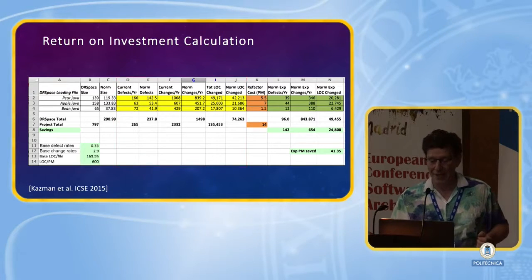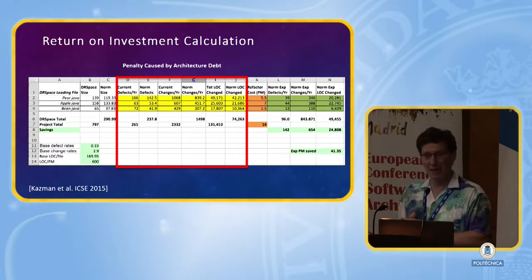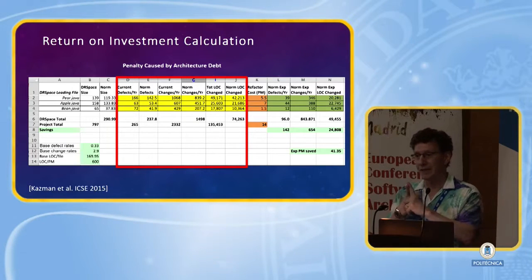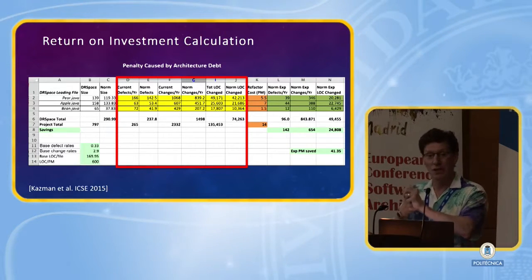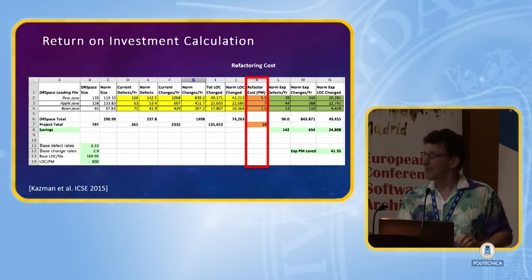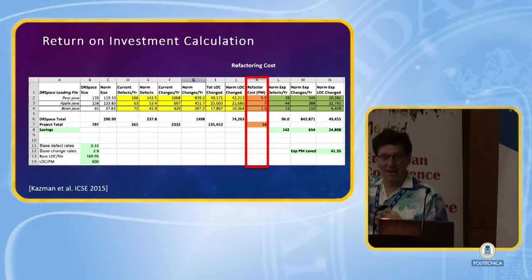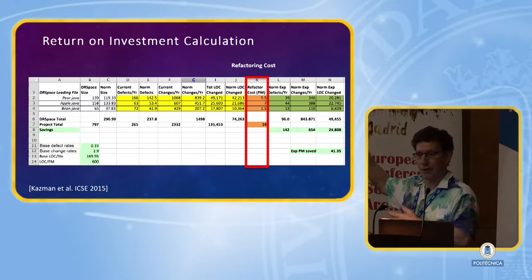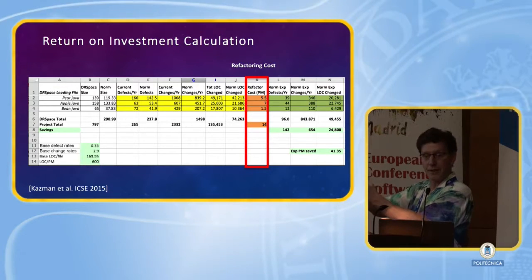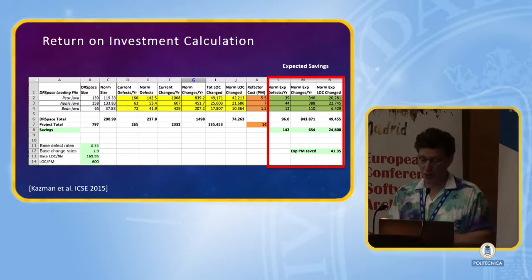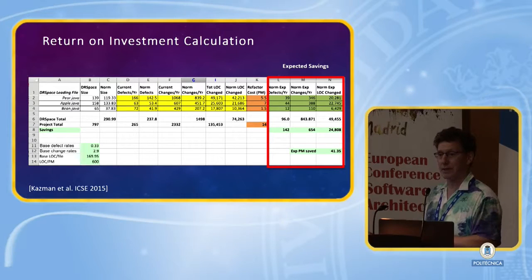So we could identify the penalty caused by the architectural debt in terms of additional defects, additional changes, additional lines of code committed. And by identifying the refactoring strategies, we can ask the architects to estimate the cost of doing the refactoring. How much would it cost you to modularize this information or to break that cyclic dependency? And using that information, we can come up with an expected savings.